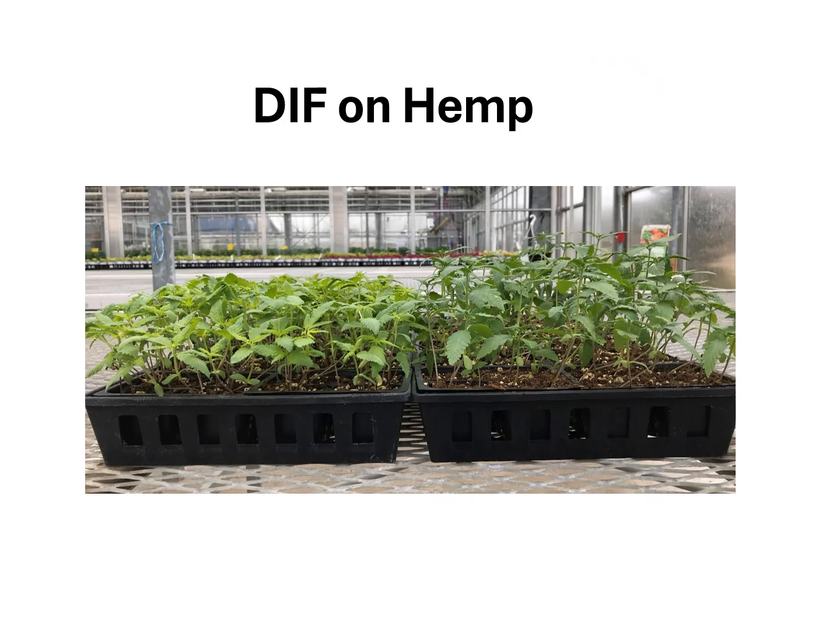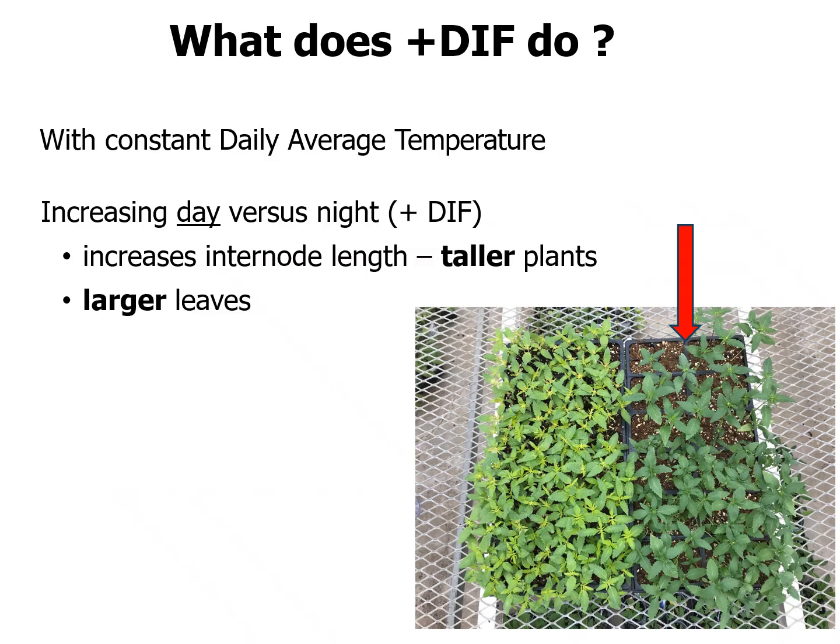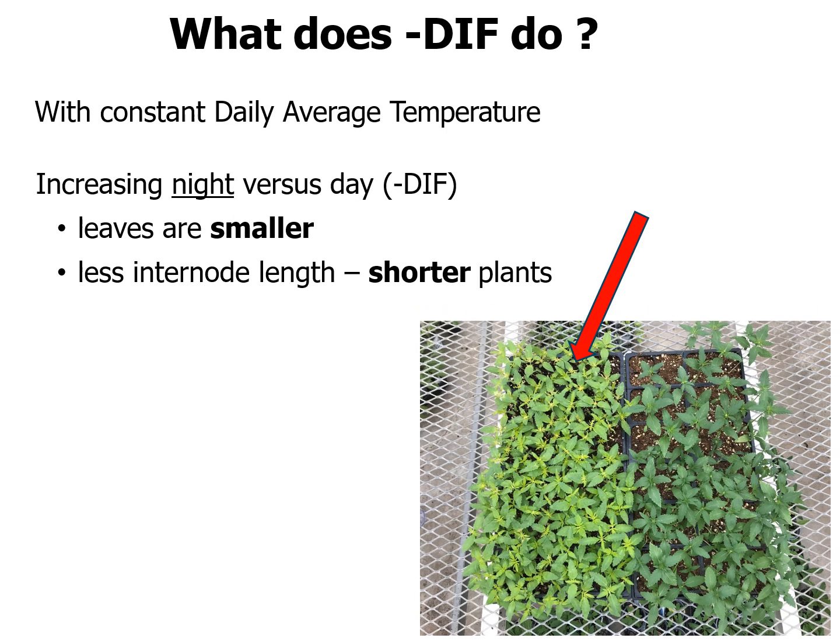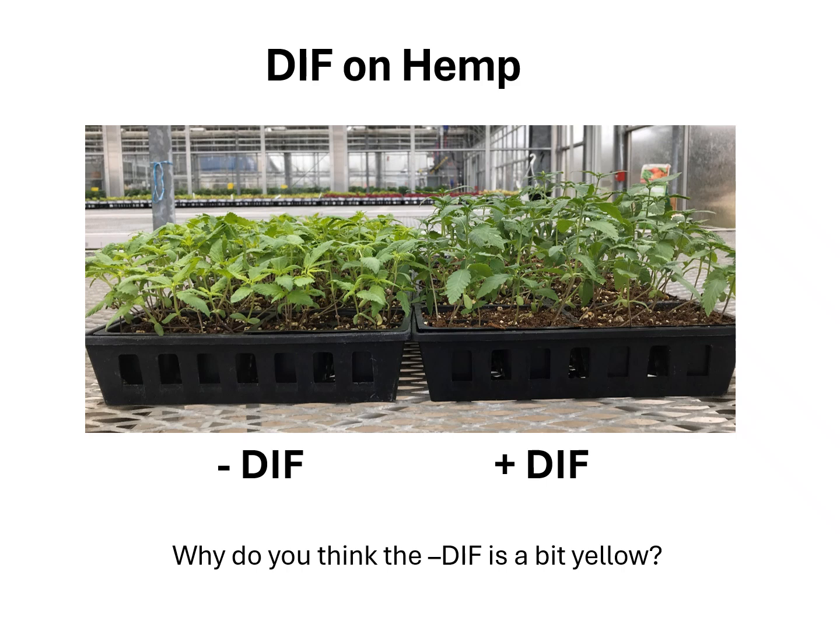This is a little experiment that Bill McDonald, who's retired now, did with some hemp with the students in the cannabis program. And on the right, we have a positive diff, which has taller plants and larger leaves. And on the left, we have hemp seedlings that are smaller with a negative diff and shorter. Looking at it again, you can see the difference is pretty clear. Tall versus compact.